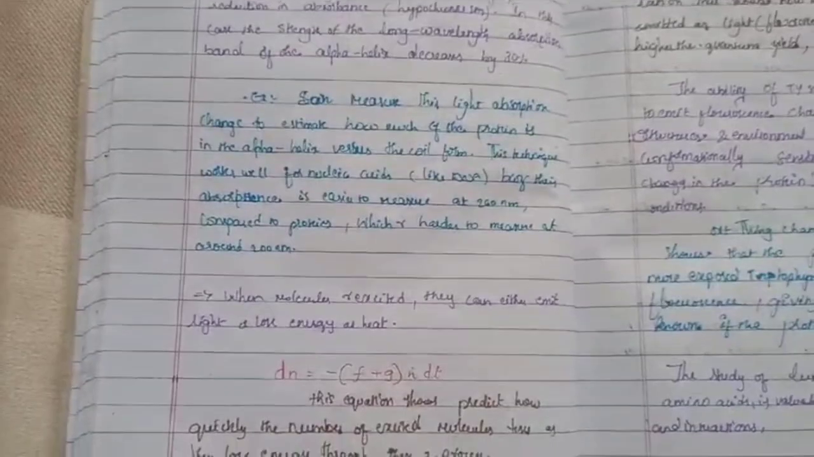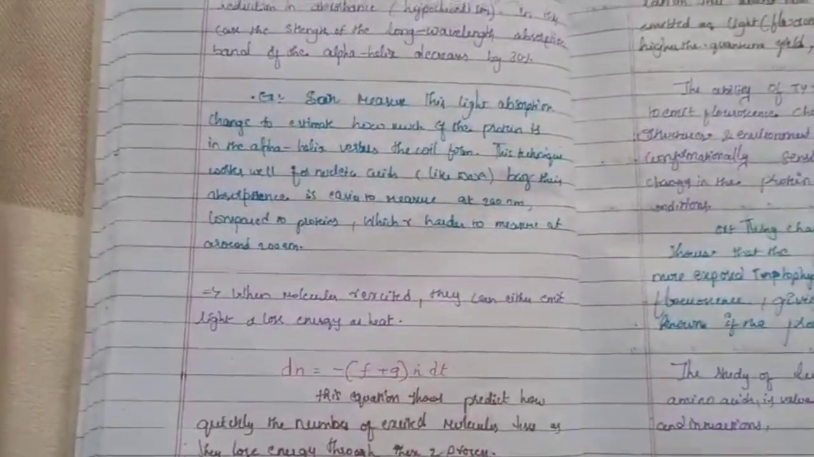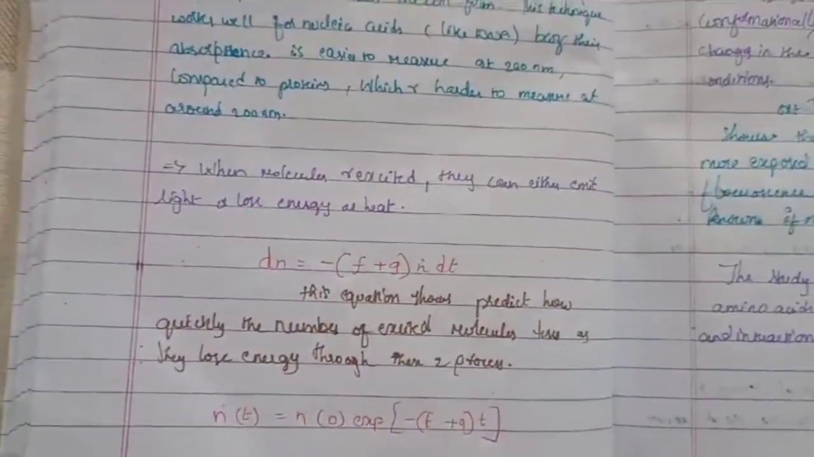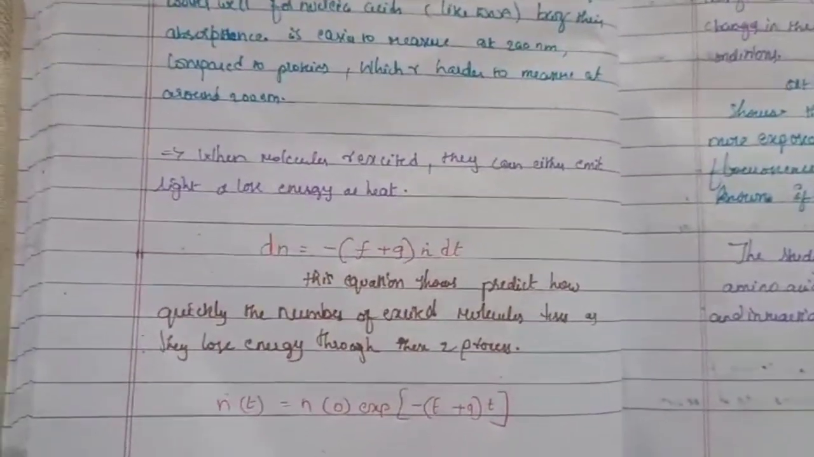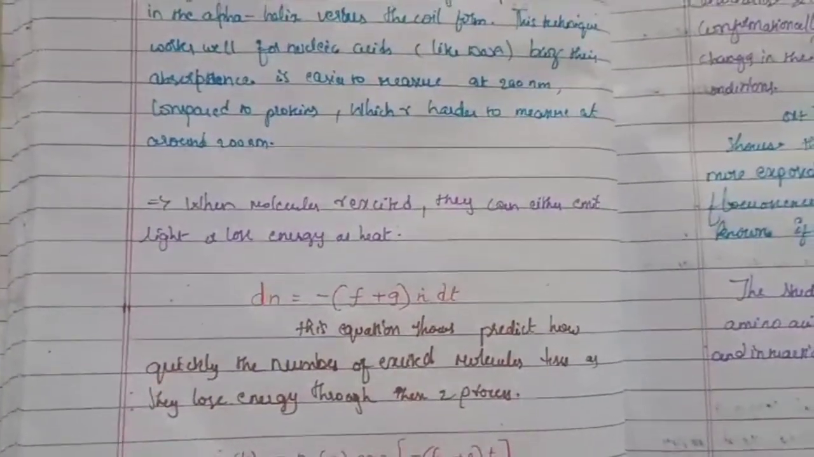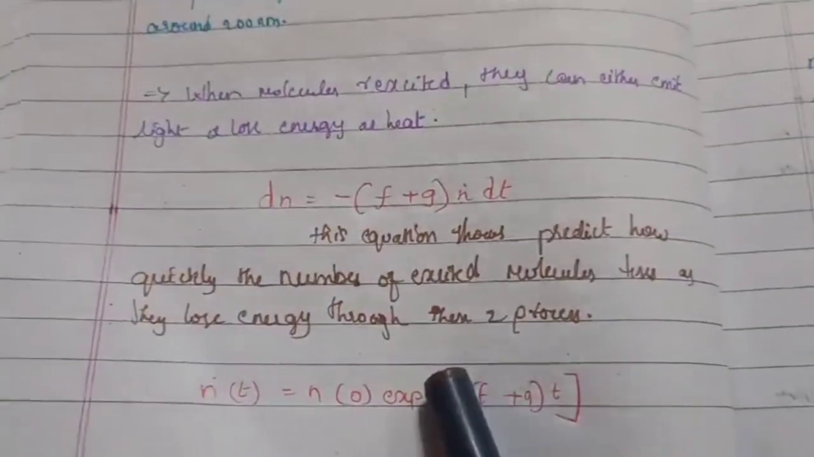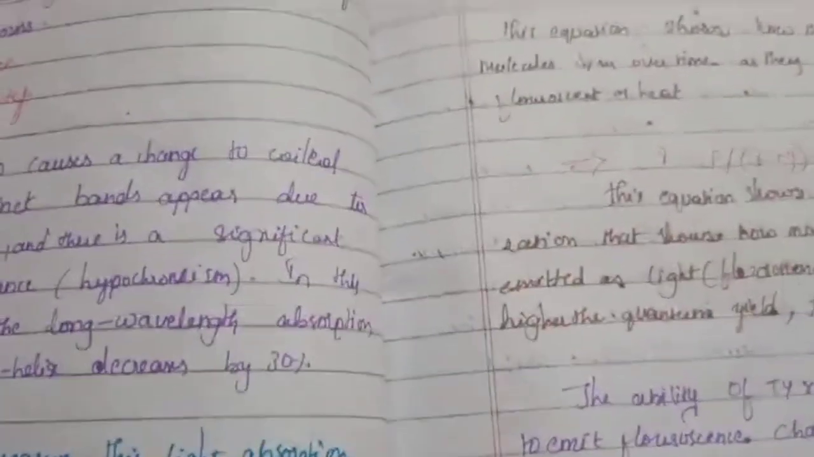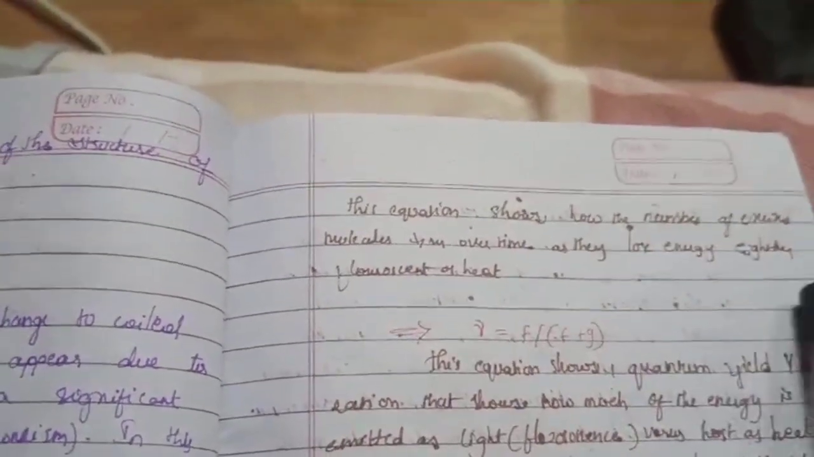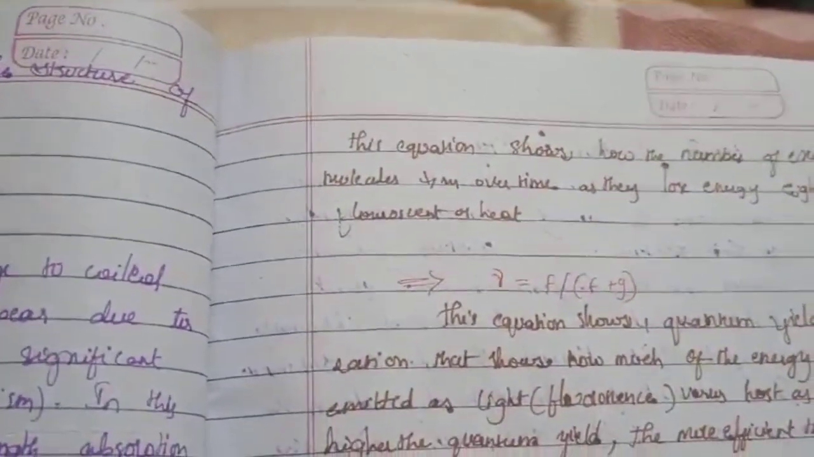When a molecule is excited, it either emits light or loses energy as heat. This equation predicts how quickly the number of excited molecules decreases as they lose energy through the two processes. The next equation shows how the number of excited molecules decreases over time as they lose energy either by fluorescence or heat.